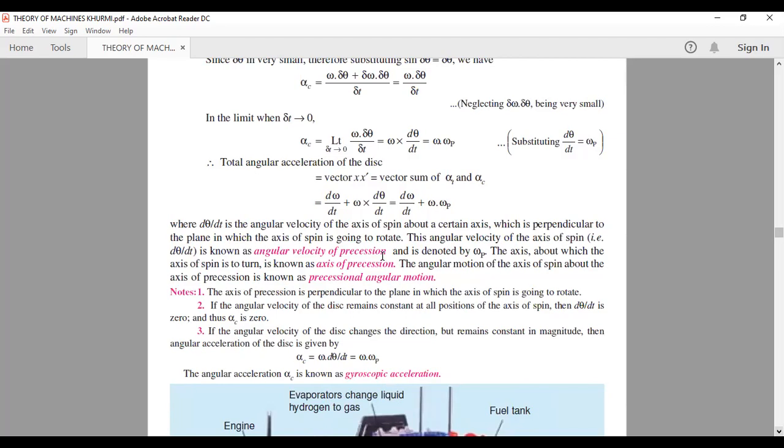Next, the axis about which the axis of spin turns is known as the axis of precession. The angular motion of the axis of spin about the axis of precession is known as precessional angular motion. That is the short answer, which we can see in the pink color. Alpha c is known as gyroscopic acceleration here. So alpha c is equal to omega into omega p. That is the angular acceleration alpha c.